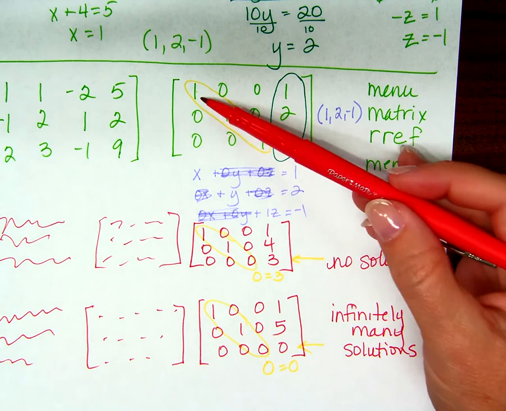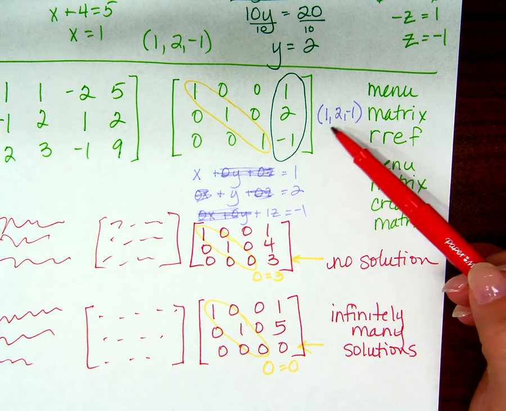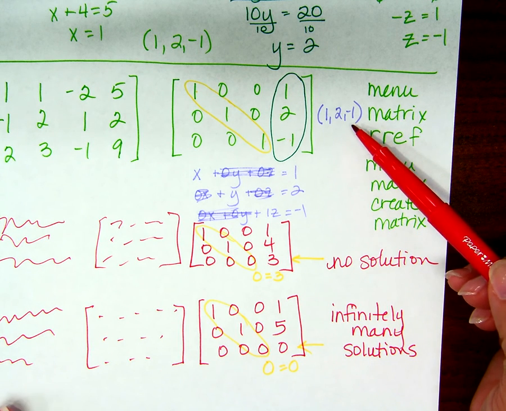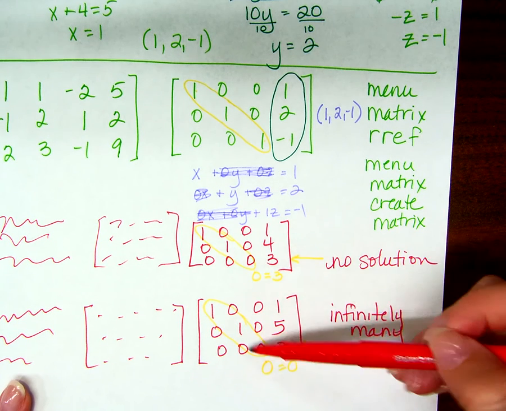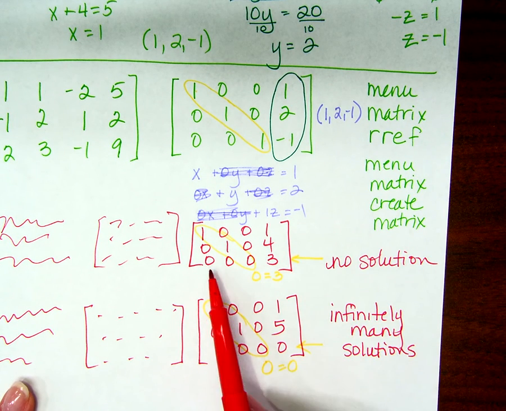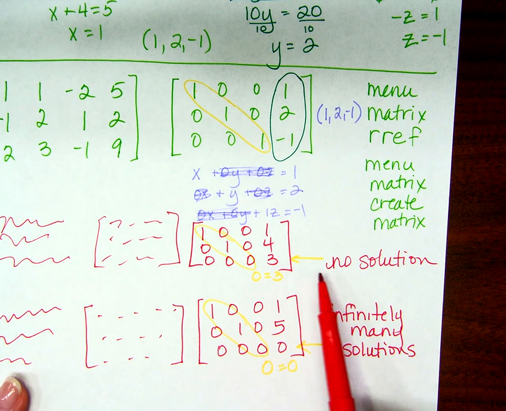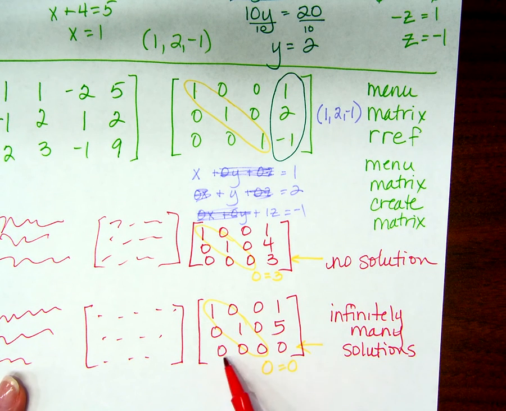So when you have a diagonal of ones, your answer is sitting right there, x, y, and z, which we write as a point, right? An ordered triple. When you don't have a diagonal of ones, like these two don't, look at your last row. Your last row is going to tell you what the answer is. If you translate it back into an equation, it says 0 equals 3. That is not true and will never be true, so that is no solution. If you translate this row back into an equation, it says 0 equals 0. 0 does equal 0, so that is infinitely many solutions. Do you understand? Do you have any questions about this?